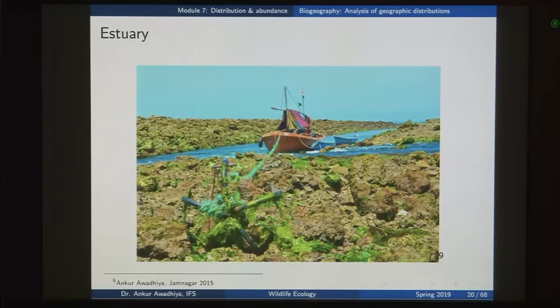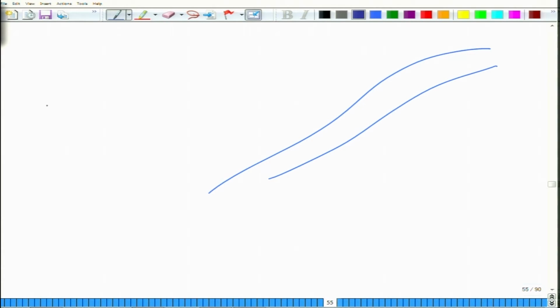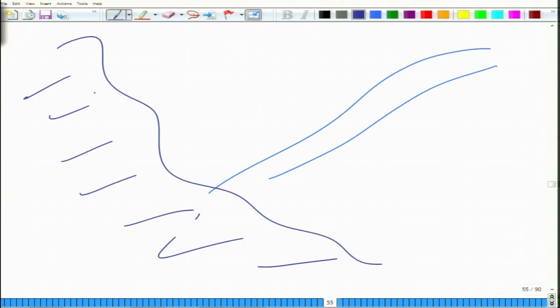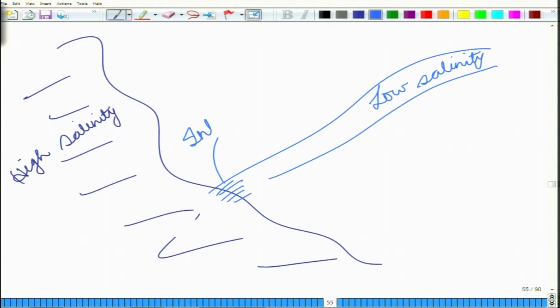So, when you have an estuary, you have this river that is coming and it is meeting the ocean. Now, in the case of the ocean, you have a very high salinity, whereas in the case of the river, you have a very low salinity. Now, typically you will find that these intermediate areas have an intermediate level of salinity.